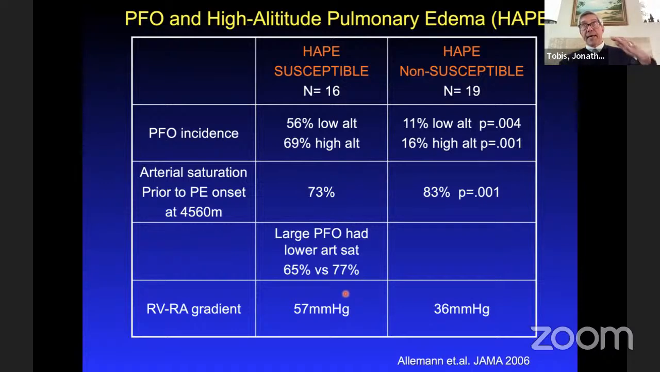So the theory is that as you ascend, the oxygen content is lower. So you get some pulmonary vasoconstriction, which increases the PA pressure and right atrial pressure, increasing shunting. So you get a vicious cycle of more and more shunting, more desaturation, until ultimately the tissues can't stand the low oxygen content and go into pulmonary edema.